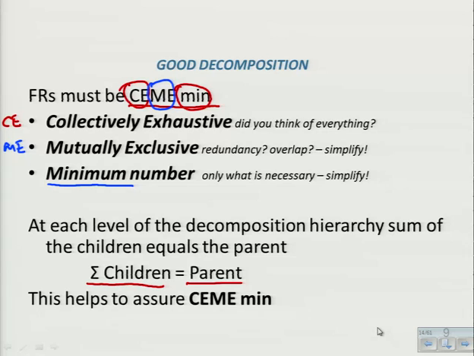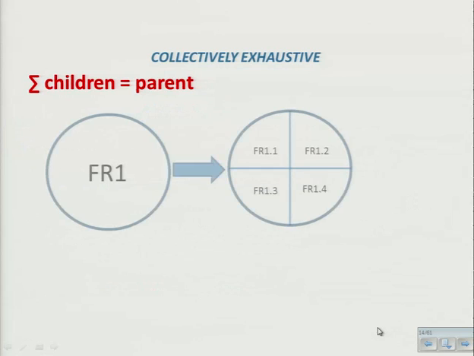Did you think of everything that needs to be done? And that's part of an engineer's job. Right? What do we need to do if we're designing this machine? We need to be able to position the tool. We need the safety of the operator. We need stiffness. We need to worry about vibrations. We need to make sure we've thought of everything. So sum of the children equals the parent.